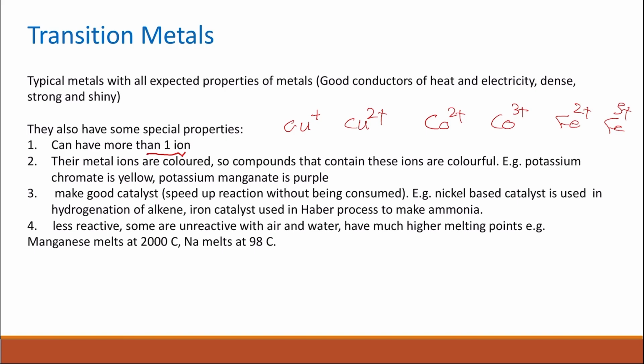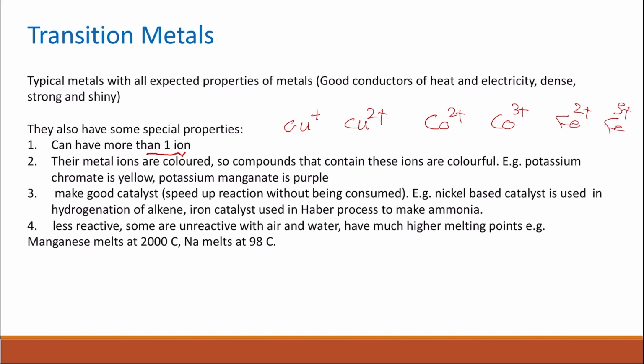Another property for the transition metals is that usually the metal ions are colored, so the compounds which contain these ions are colorful. So the ions themselves are colored, so any compound that has these metals mostly tends to be colorful. Some examples are potassium chromate, which is yellow, and potassium manganate, which is purple.